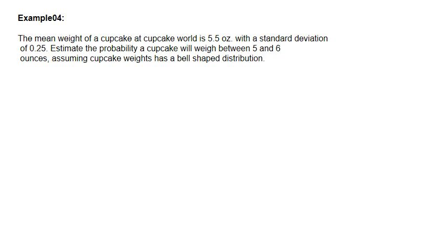All right, stop the video and read this particular example and try to determine how you're going to solve it. And then you might want to stop the video again and then try to solve it. But anyway, here we go. The problem's asking you to estimate the probability a cupcake weighs between 5 and 6 ounces, assuming the cupcake weights have a bell-shaped distribution. So again, we're estimating. Typically this would say percentage, but it does say probability, and we're estimating, and we have the word bell-shaped. That is suggesting the empirical rule, okay?